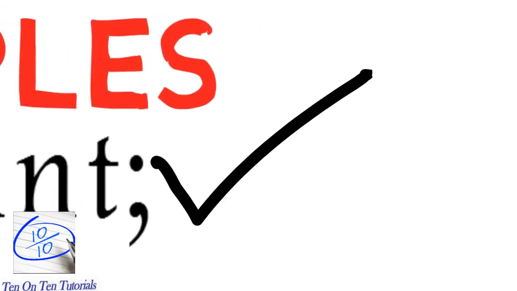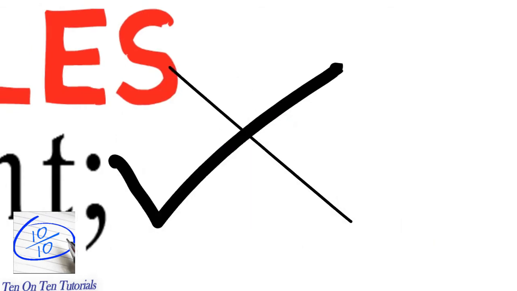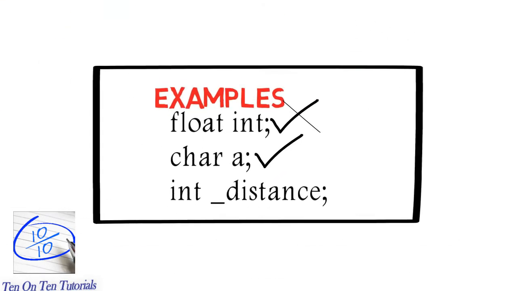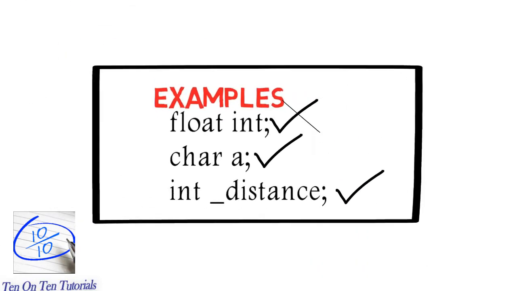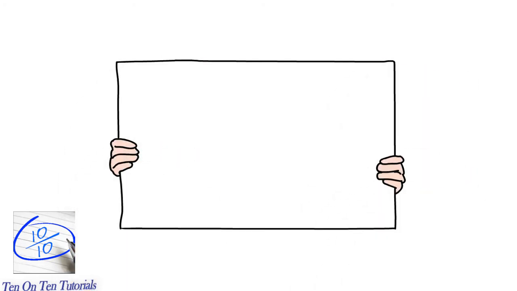Here, first one is illegal, as it starts with an integer. Second is a valid one as it follows the rules. Third is also valid as it starts with underscore. So, let's see the variable definition.